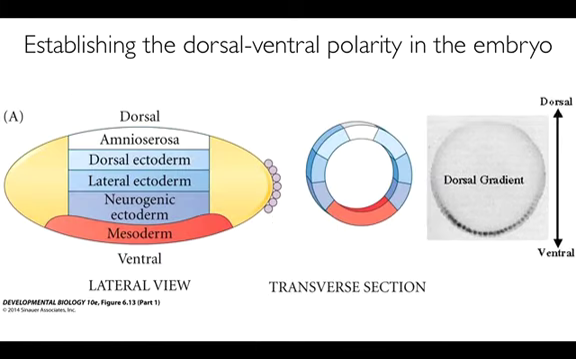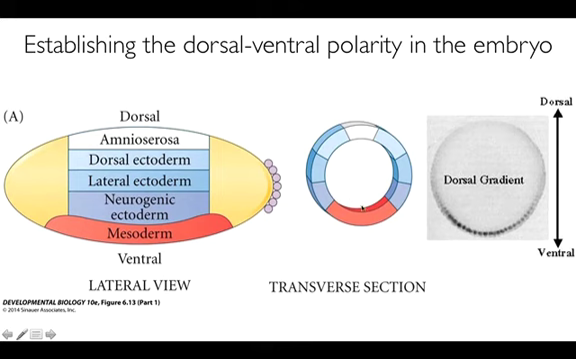I want to show you another way to look at this. So here is that same picture from the last slide. High dorsal protein in the ventral part of the embryo. These are the red mesodermal cells. This is neuroectoderm. You have lateral ectoderm, dorsal ectoderm, and this structure called the amnioserosa, which is just a covering that forms around the embryo later. You can look at this.